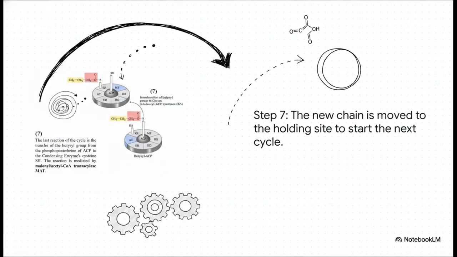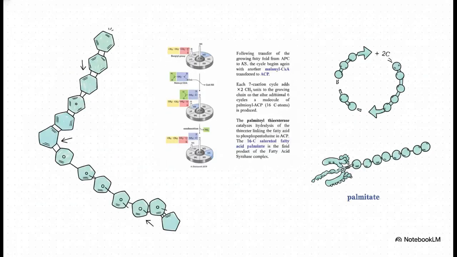And finally, we have step 7, translocation. In the last step of the cycle, the completed 4-carbon chain gets moved off the ACP's swinging arm and transferred back to that original holding bay. This clears the crane, so to speak, getting it ready to pick up a new building block for the next round. And from here, it's basically rinse and repeat.